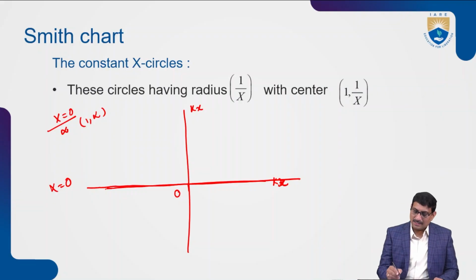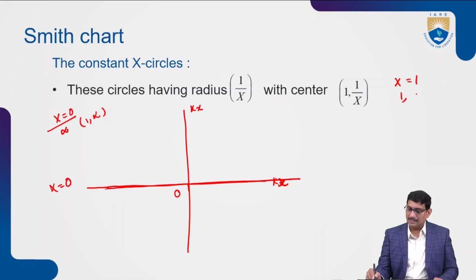For easy understanding, if I take X equal to 1, then the radius is 1 and the center is at 1 comma 1. The center is at 1 comma 1, which is somewhere here.